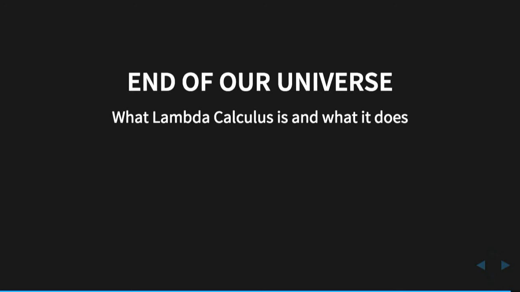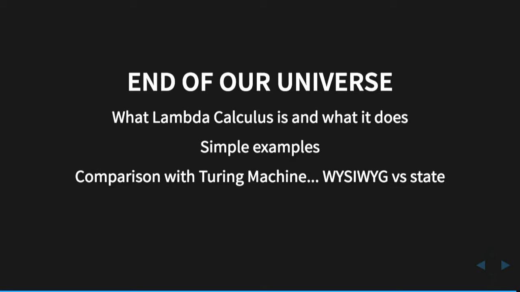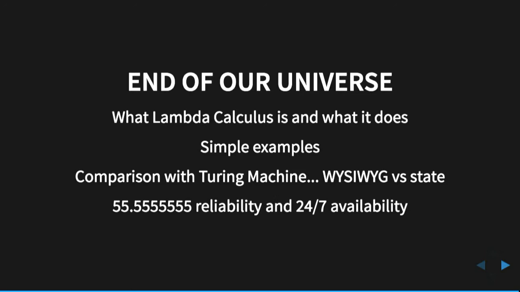So that's the end of our universe. We've looked at what it is and what it does. We've worked through some simple examples. We've done an outrageous comparison with a Turing machine, and it's sort of what you see is what you get versus all the state there. So I hope you can take some of these ideas and use them to build software that has nine fives of reliability and 24 by 7 availability.